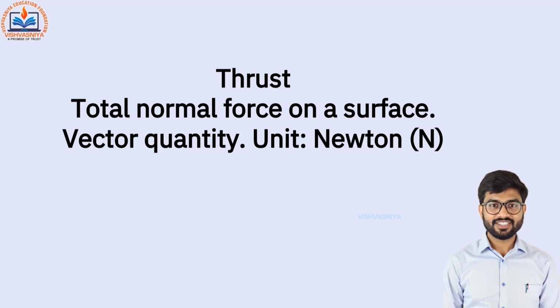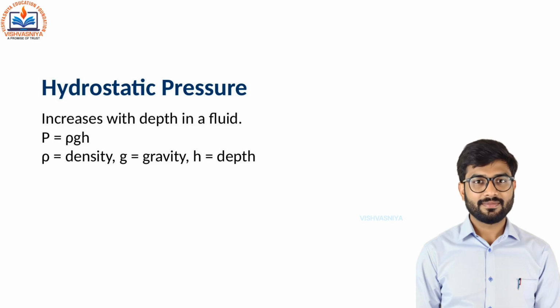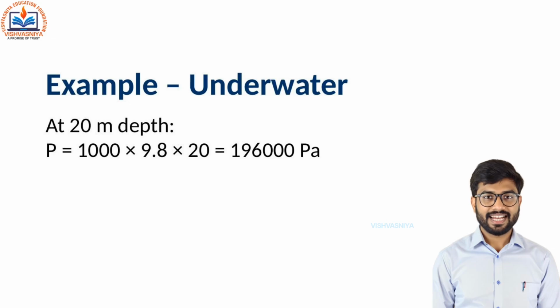Its unit is Newton. Hydrostatic pressure is the pressure exerted by a fluid at rest due to the force of gravity. It increases with depth in the fluid. The deeper you go, the higher the pressure. Example, at a depth of 20 meters underwater, with density of 1000 and gravity 9.8, pressure is 196,000 pascals.